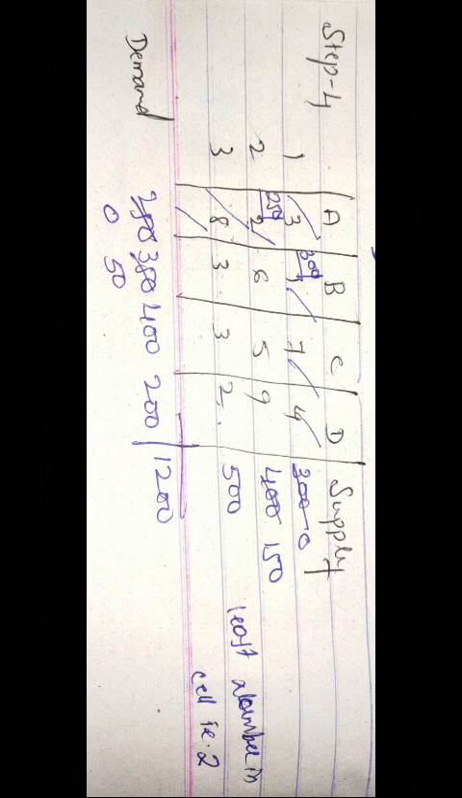Now I can allocate second here, the minimum element is 2. I will allocate 200. The least value demand is 200 and we are allocating the 200, and remaining value is 300, and demand becomes 0. Then we are eliminating that D column also.